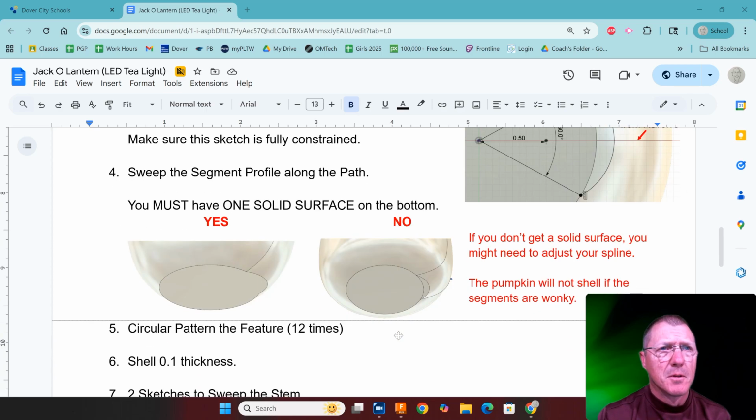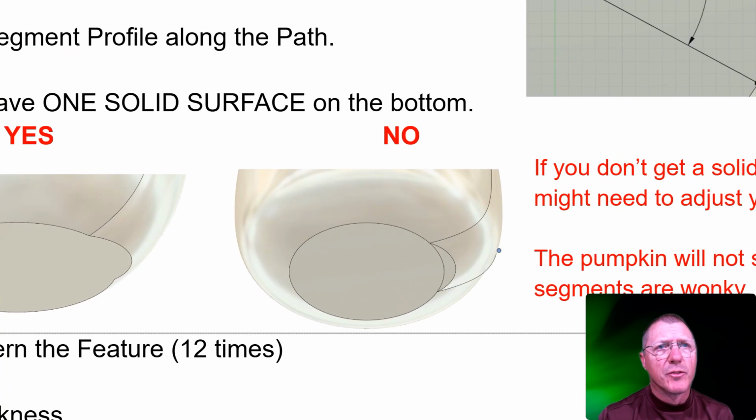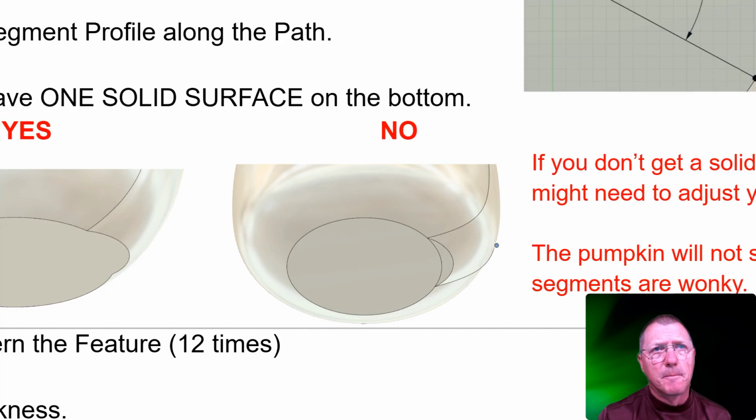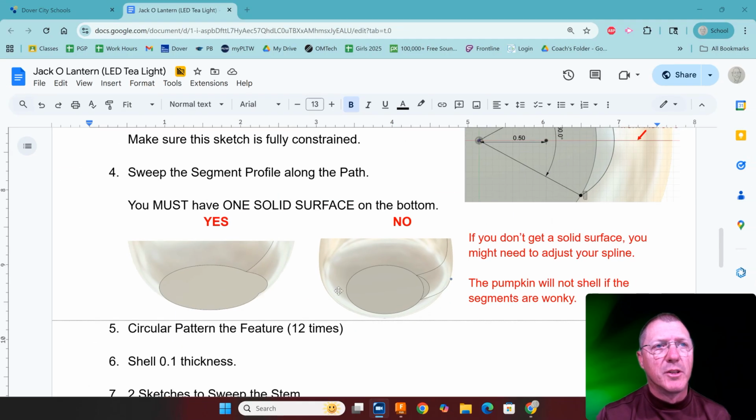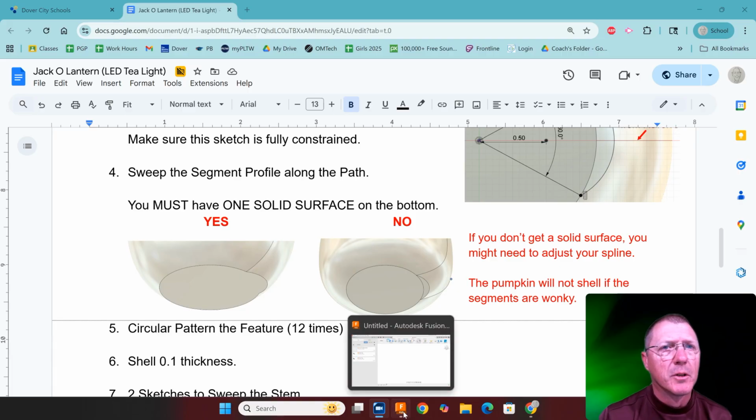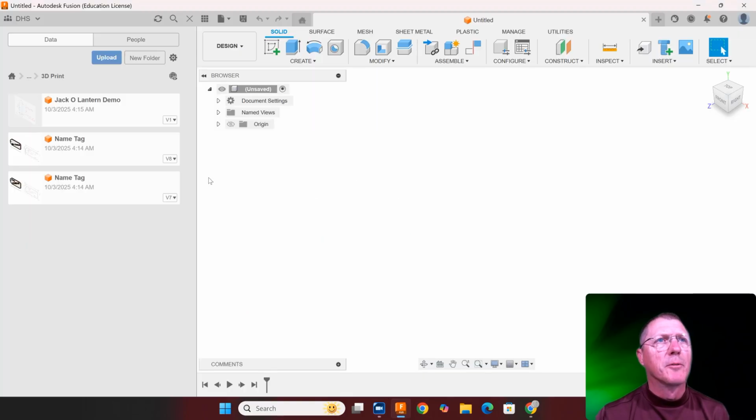If the bottom part of the pumpkin does not end up with a solid shape, it will not shell. So you have to have a solid surface on the bottom, so you might have to just guess and check and adjust your spline in order to get a solid feature on the bottom. So let's look at how this works out.